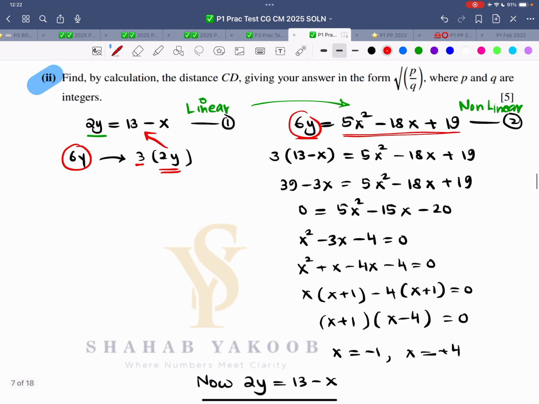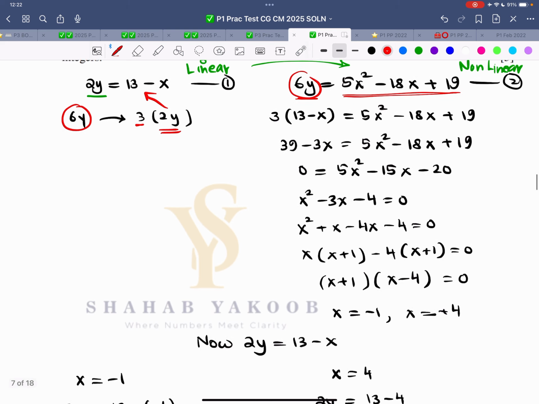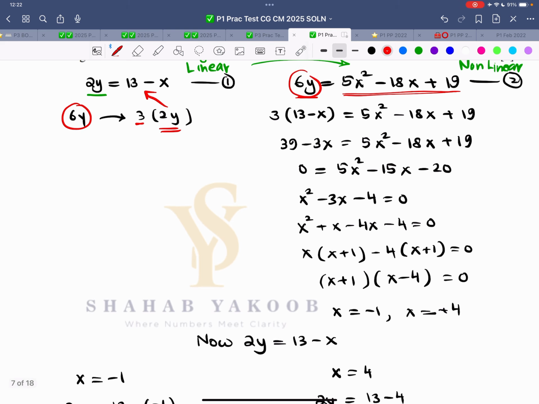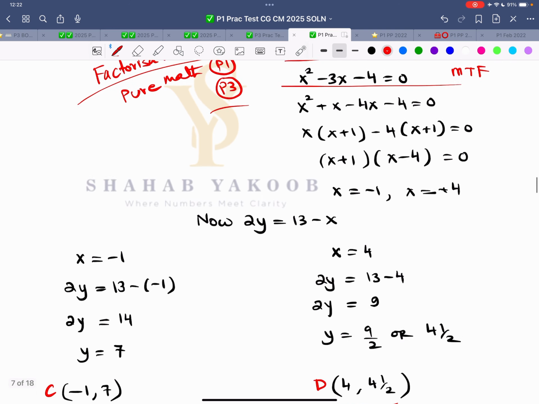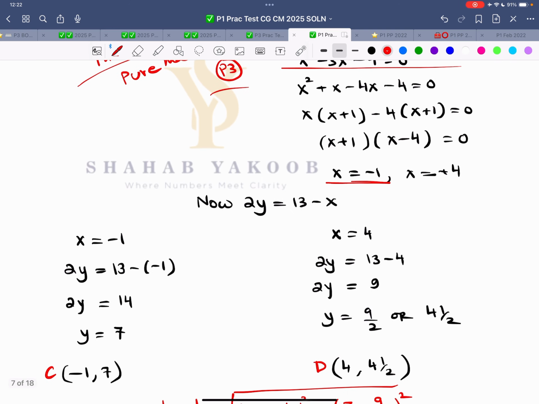So it's your improvisation, it's your creativity that you bring into use. You expand and then we get this equation and then we apply MTF, that is middle term factorization. So factorization is the heart and soul of algebra. It's the heart and soul of pure math, whether it's pure math P1 or whether it's pure math P3. So now when we solve, we get two values of x. X is negative 1, x is positive 4.